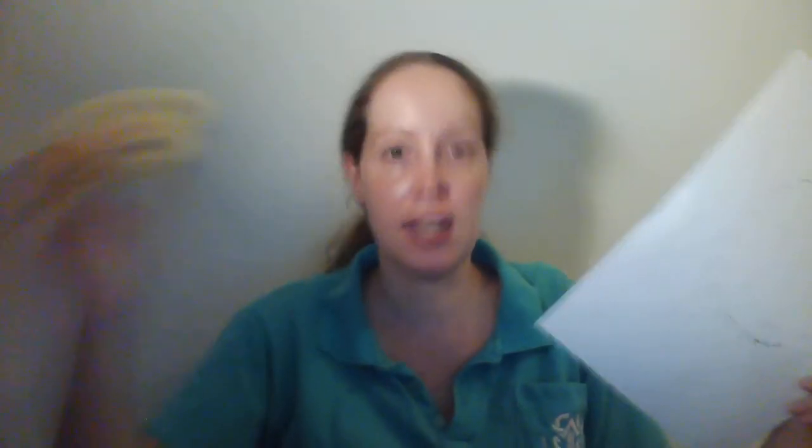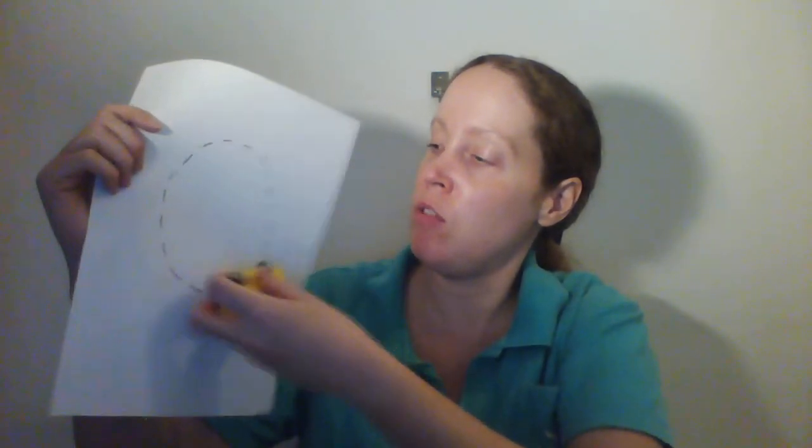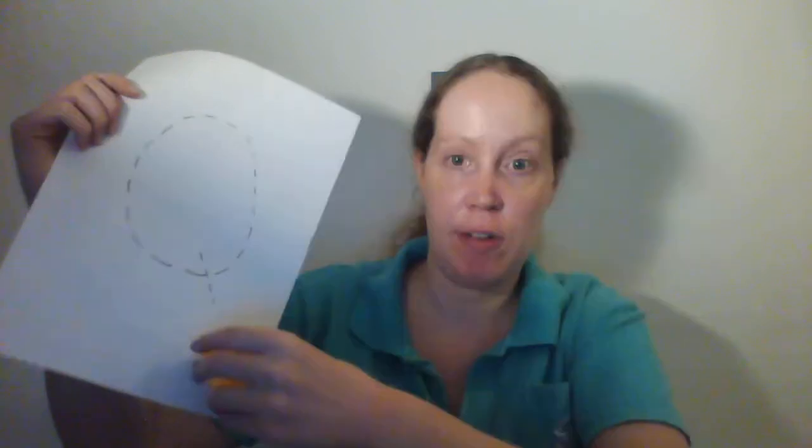So I hope you all have a piece of paper with the big letter Q on one side, the small letter Q on the other, and something to practice forming the letters. So the big letter Q goes round, down. Okay, one more time. Round, down.